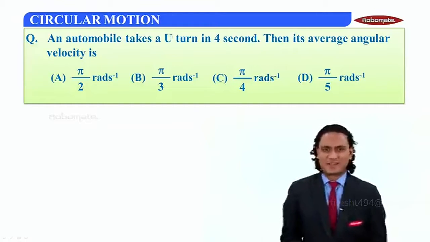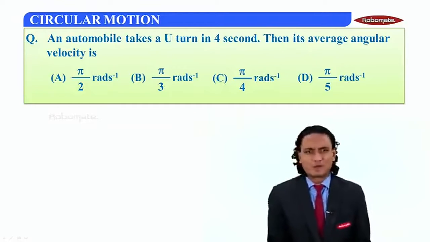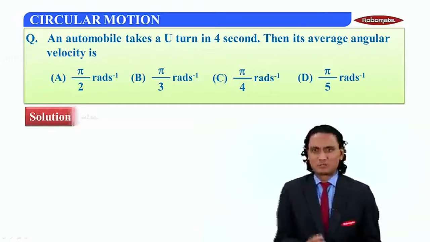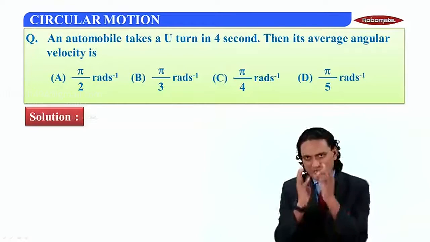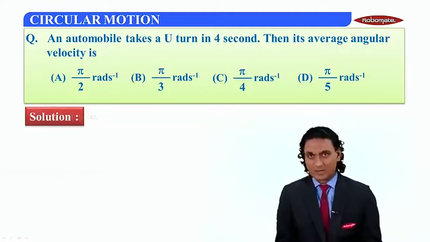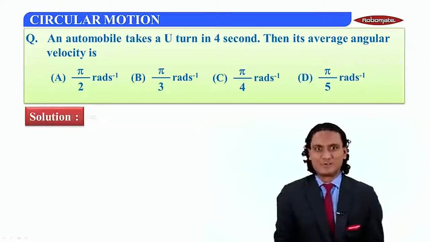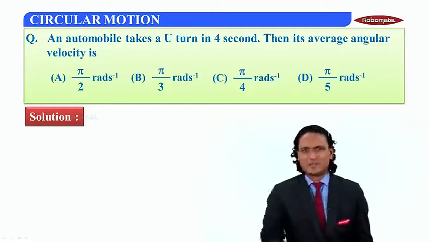This is a very simple problem. You should be able to do it. Anyway, let us move on to the solution. The first part is identifying and setting up the problem. What is given? An automobile takes a U-turn in 4 seconds.